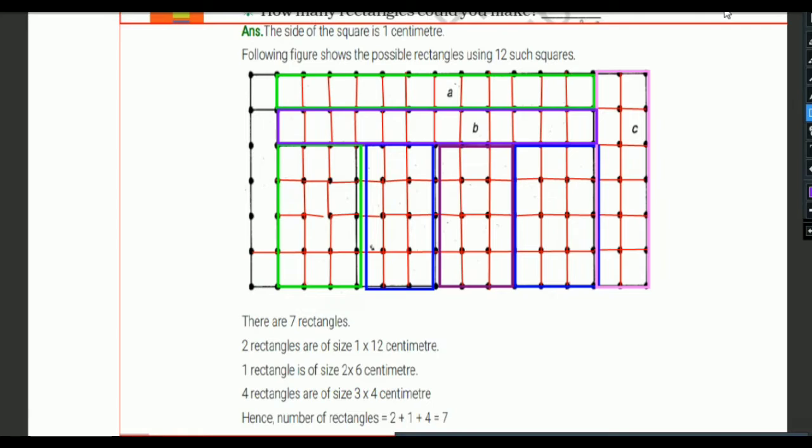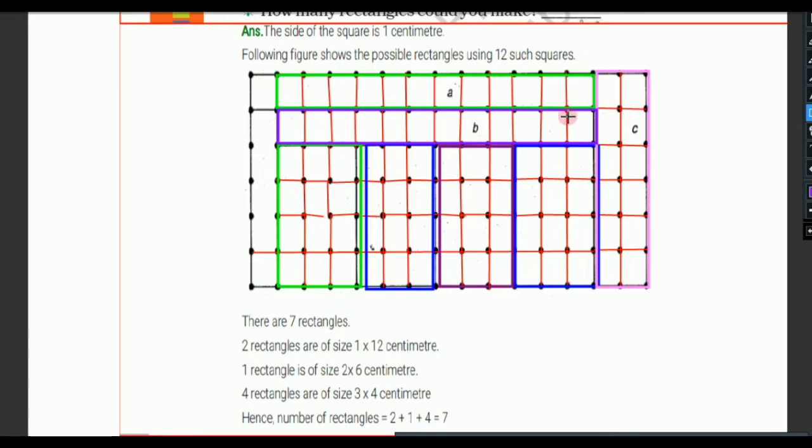If we measure the side of the red square on the dotted sheet, it is 1 centimeter. And then we have drawn here as many rectangles as possible using 12 such squares. So here we have used 12 such squares: 1, 2, 3, 4, 5, 6, 7, 8, 9, 10, 11, 12.